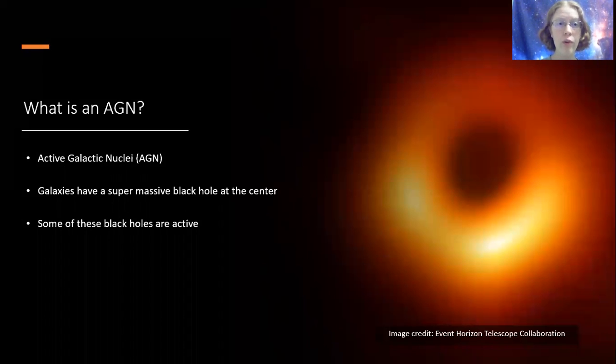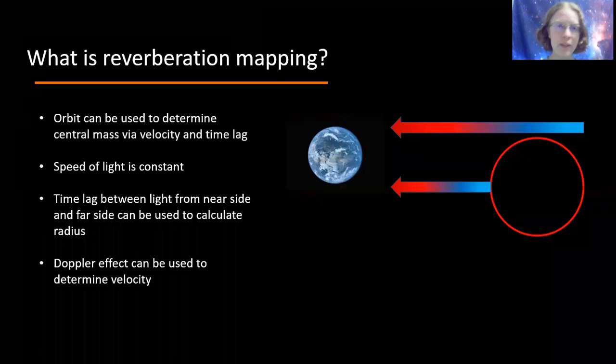So starting off with what is an AGN, which stands for an active galactic nuclei. As far as we understand, all galaxies have a black hole at the center, a supermassive black hole. And some of these black holes are actively accreting into their accretion disk around them, which is this luminous disk. And so those that are actively accreting, actively consuming, are termed active, thus your AGN.